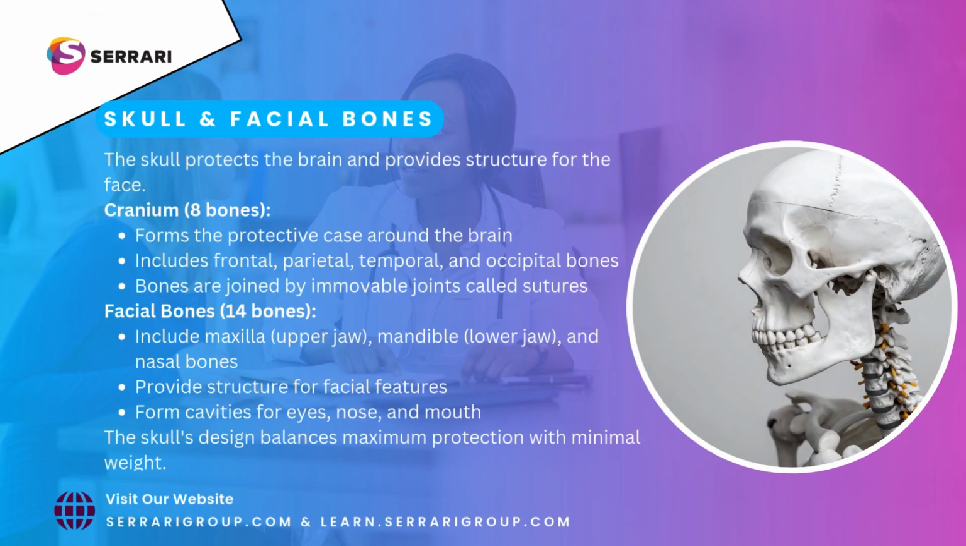Skull and facial bones. The skull protects the brain and provides structure for the face. Cranium, 8 bones. Forms the protective case around the brain. Includes frontal, parietal, temporal, and occipital bones. Bones are joined by immovable joints called sutures. Facial bones, 14 bones. Include maxilla, upper jaw, mandible, lower jaw, and nasal bones. Provide structure for facial features. Form cavities for eyes, nose, and mouth. The skull's design balances maximum protection with minimal weight.